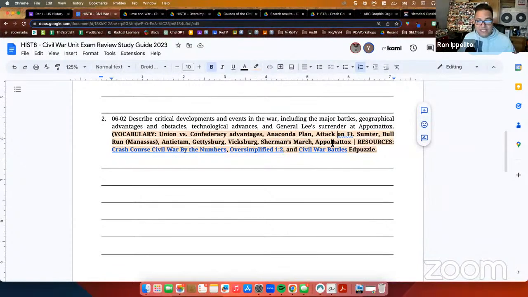And Appomattox, honestly, that really isn't even a battle. It's just the site of the surrender where Robert E. Lee and the Confederacy and the Army of Northern Virginia surrendered to Ulysses S. Grant. It's going to take a couple more months until the final surrender. The surrender at Appomattox took place in April of 1865, but the final surrender took place in June of 1865. On June 19th, 1865, it was finally announced that the Civil War had ended and that slavery was ending all across the South.